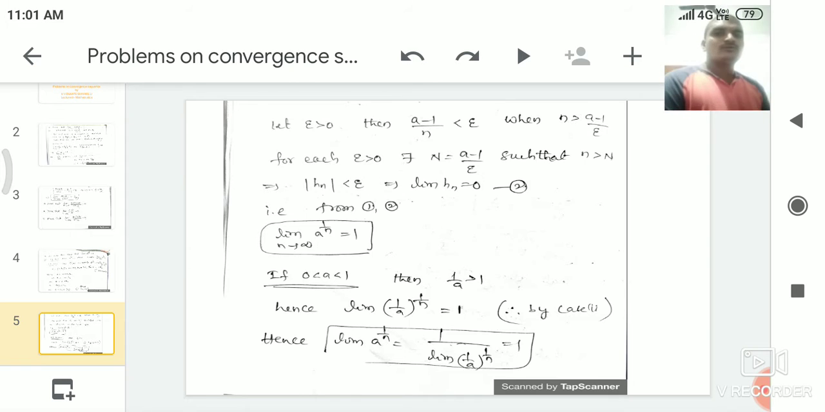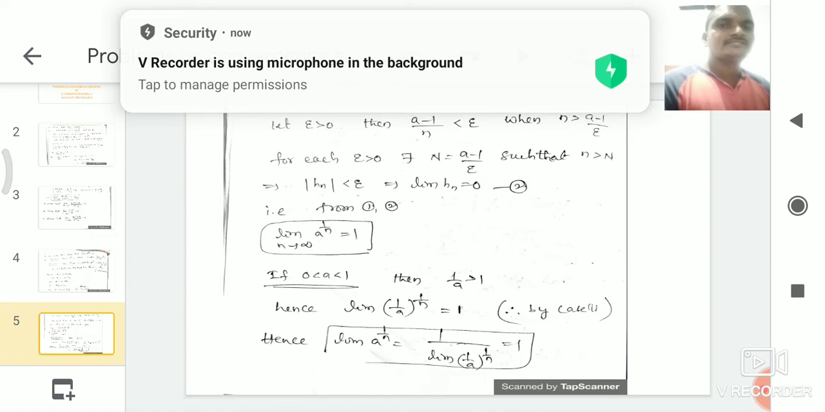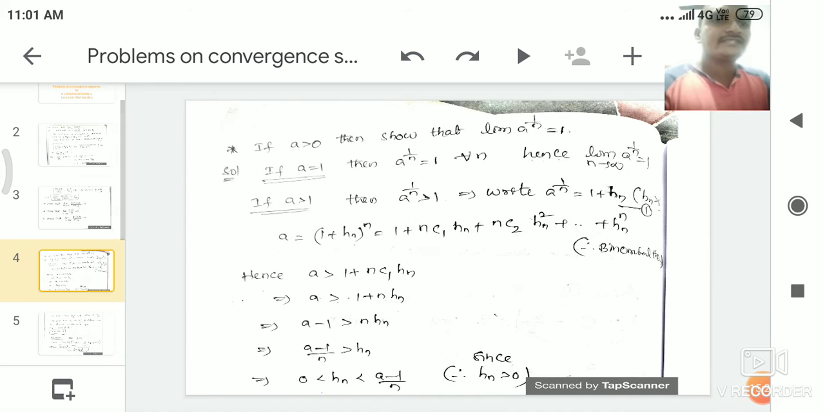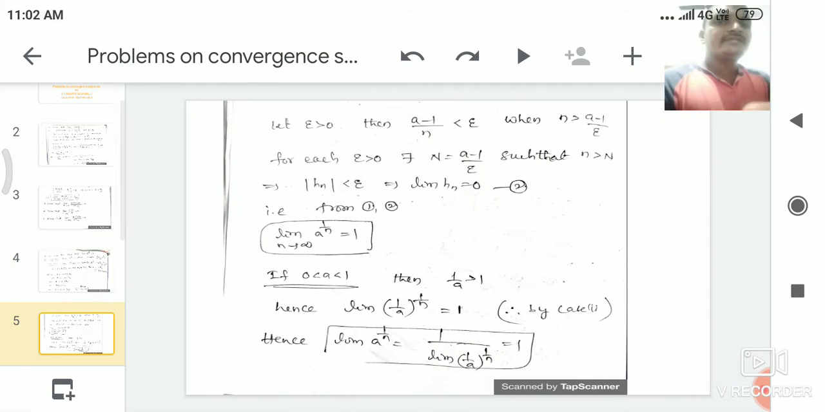So from 1 and 2, the limit as n tends to infinity of a^(1/n) is equal to 1. What is equation 1? Equation 1 is a^(1/n) = 1 + Hn. Here we apply the limit on both sides: the limit as n tends to infinity of a^(1/n) is equal to the limit of 1 + Hn. We already know that the limit of 1 is 1 and the limit of Hn is 0. From that we get the limit as n tends to infinity of a^(1/n) is equal to 1.